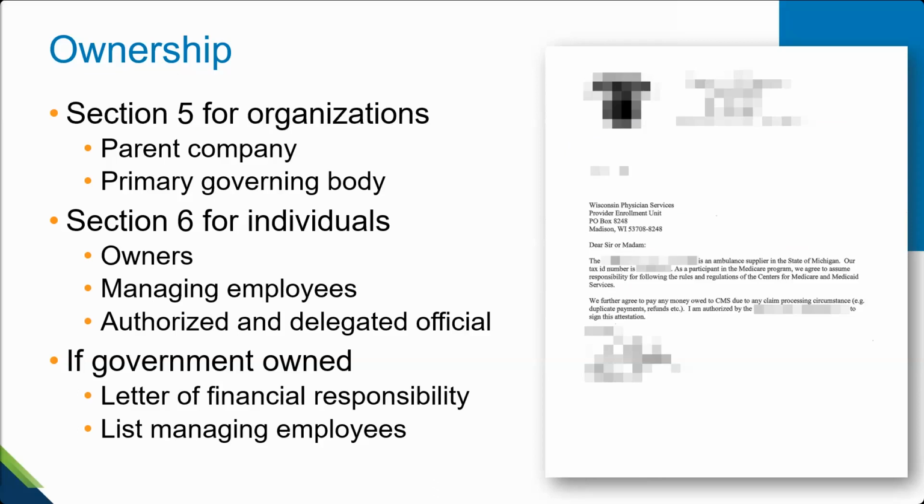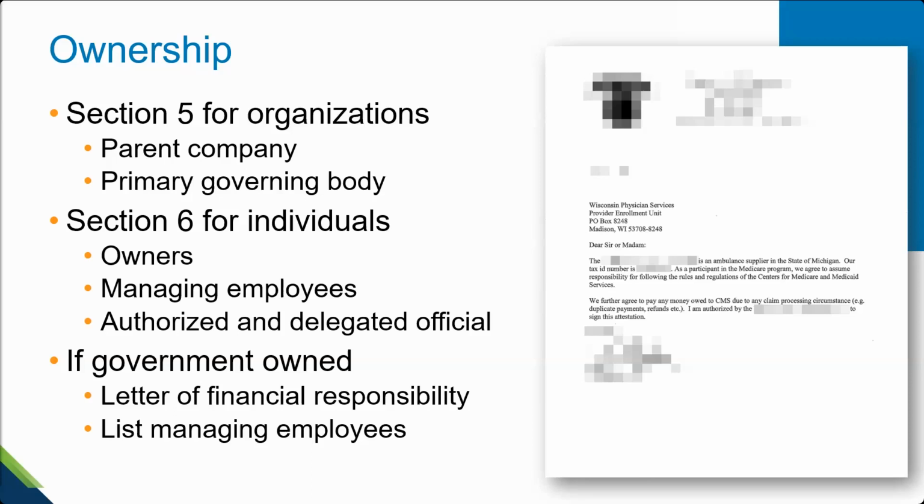For Section 6, this is where you report any individual owners, if there's ownership, any managing employees, and anyone who's going to be an authorized or delegated official that's going to be able to sign for the application. Now, if it's government owned, things are just a little bit different. If it's government owned, we're not going to ask that, say, a county board member or city council, whomever that governing board is, we're not going to ask that all of those elected officials are placed on the application in Section 6.